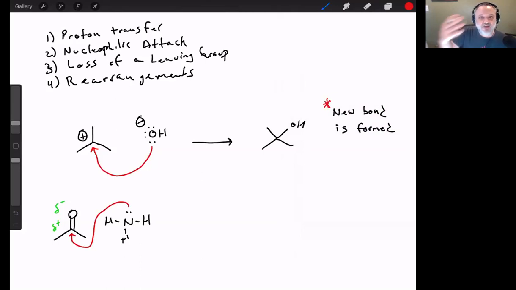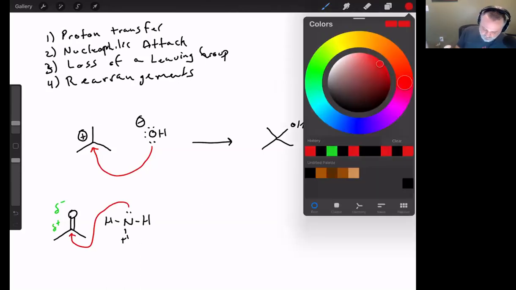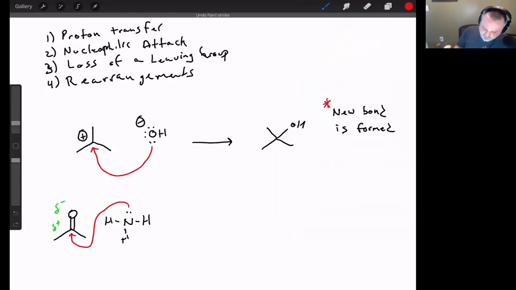If I were to draw a new bond to that carbon without doing something to the double bond on the carbonyl group, I'd be violating the octet rule. And you know, when you violate the octet rule, Dr. Cotton gets frustrated and points come off.